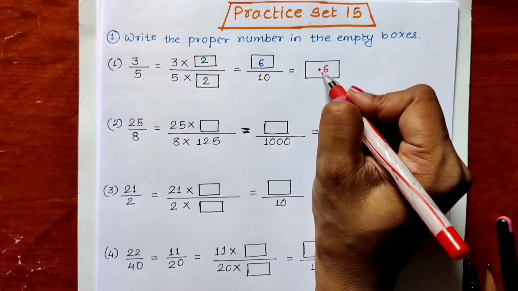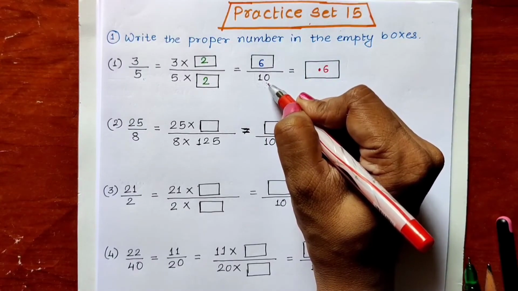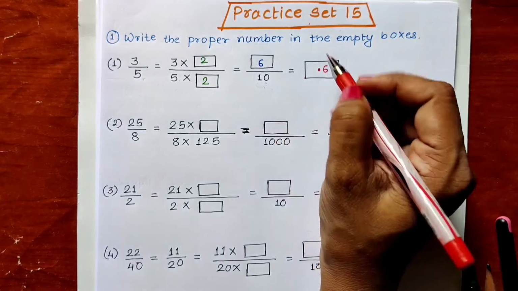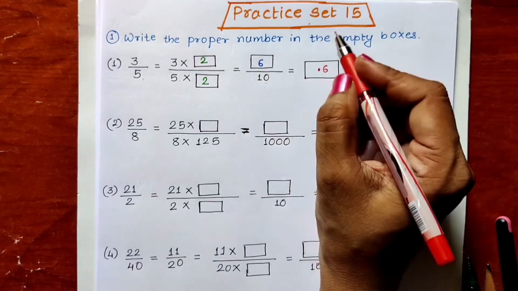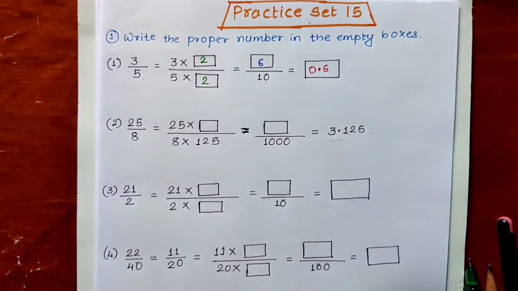Because in the denominator 10 is there, in 10 only 1 zero is there, so 6 upon 10 means 0.6. After point only single digit will be there. In this way we have to write the answer of first sum.